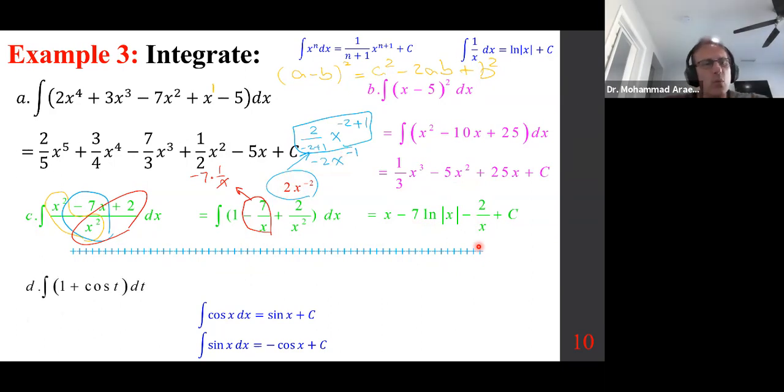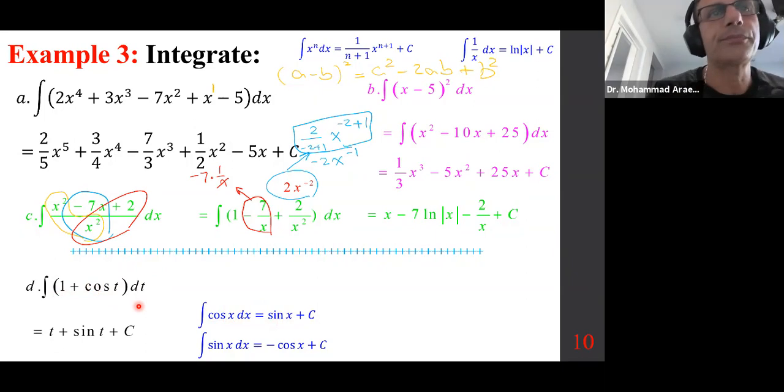Okay. Number 1, notice the independent variable is t, so be careful with that. Now, 1 by 1. 1, what gives you 1? T, because it's dt. If it was dx, we would say x. So because of dt, it's t. Cosine. What do you differentiate to get cosine? Sine, so plus sine. Remember, the integral of cosine is sine. Okay, so 1 gives you t, cosine gives you sine, and a constant. And you're done.